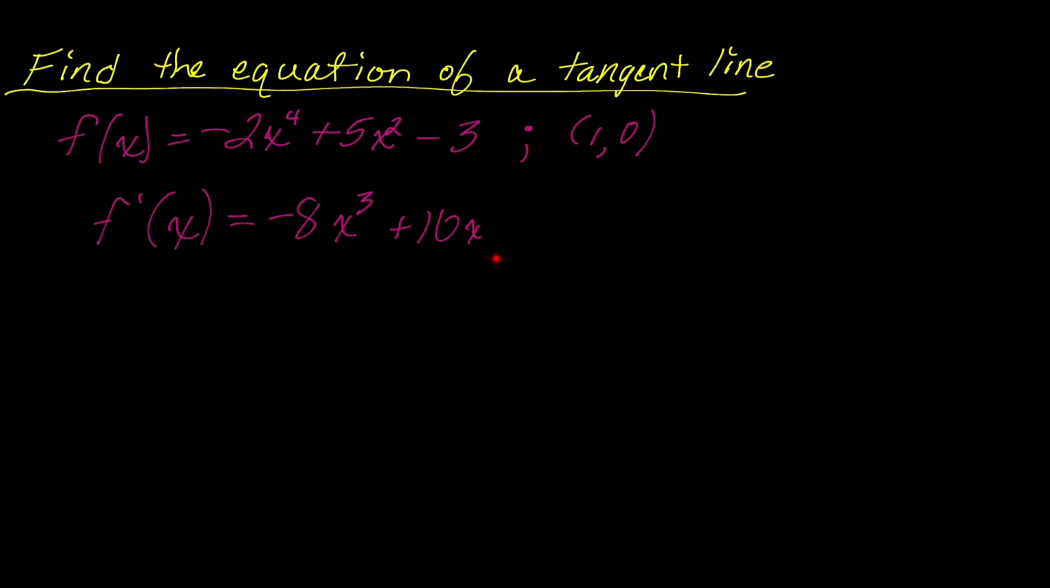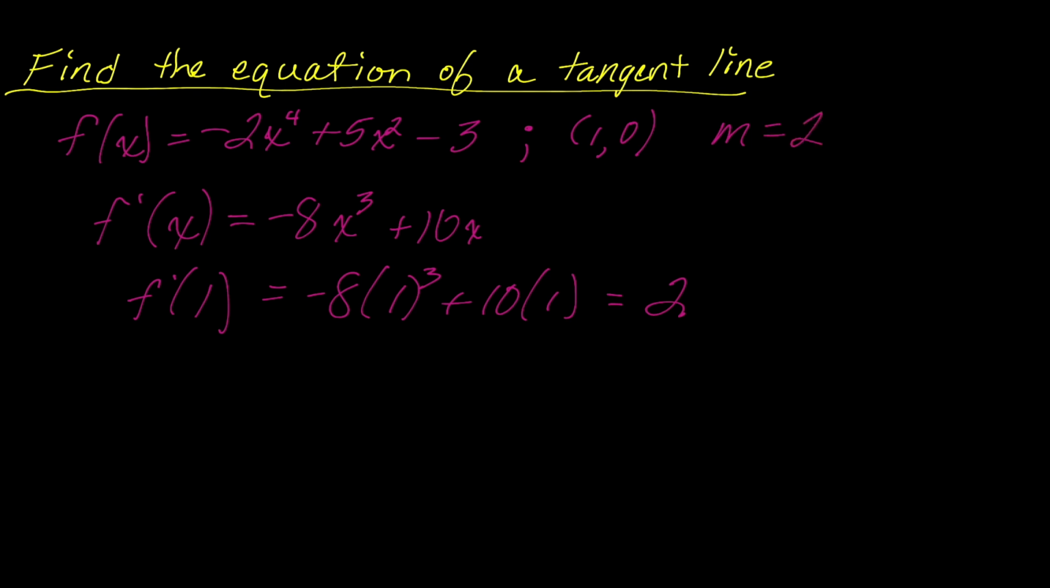So now I have a derivative. So this is a formula that tells me the slope of a tangent line any place on this function. So I know a point, so I'm going to plug in a 1 and say, f prime at 1 equals negative 8 times 1 cubed plus 10 times 1. So that equals, let's see, negative 8 and 10 would be 2. So I'm looking at a slope of 2.